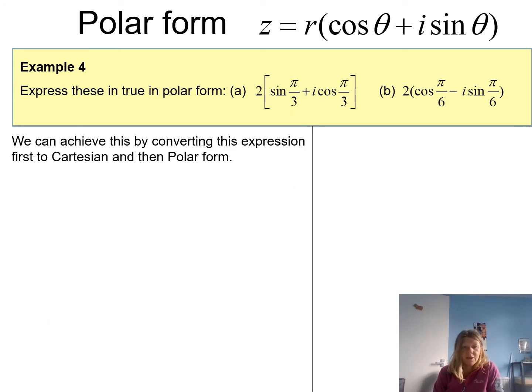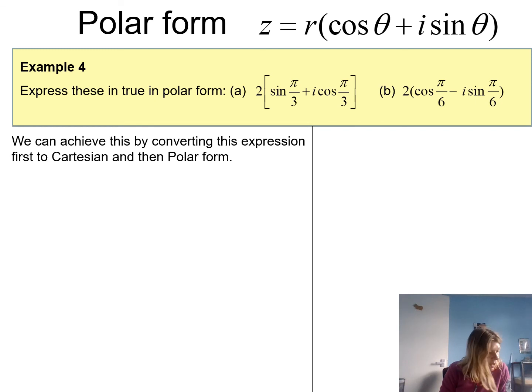Example 4, express these rules in polar form. Right. Okay, what's wrong with the first one? Yeah, you've got it. The sine and the cos are the wrong way around, aren't they? So you can mess about with this if you know the difference between cos and sine, about cos being 90 minus sine or something. Or you can do this by just turning them to Cartesian first and then back again. That's probably the safest way.